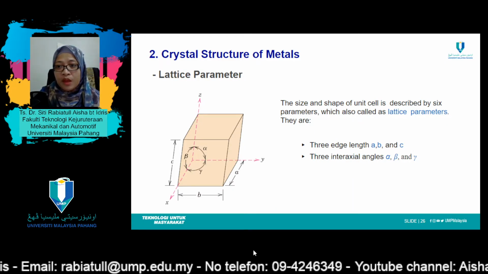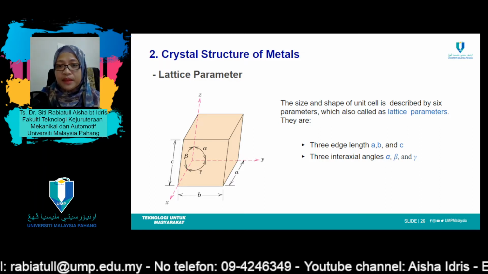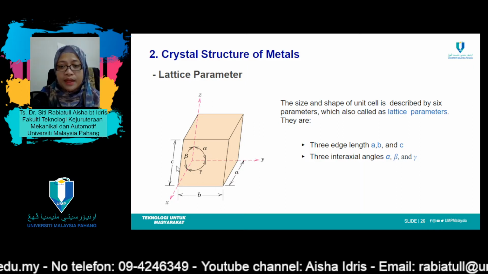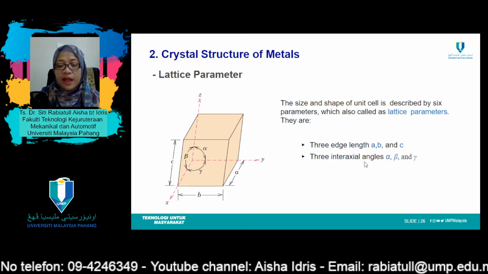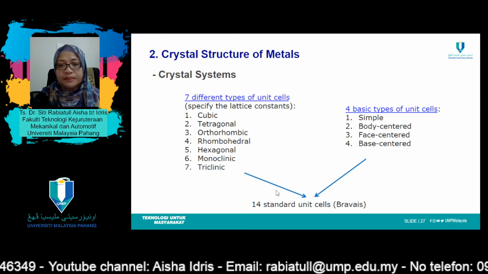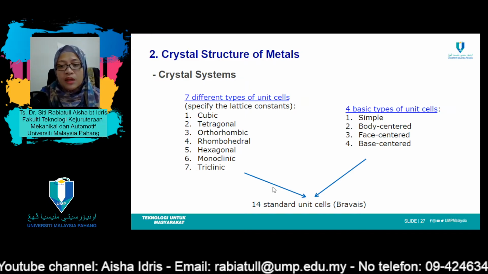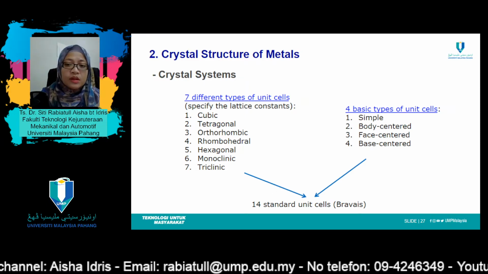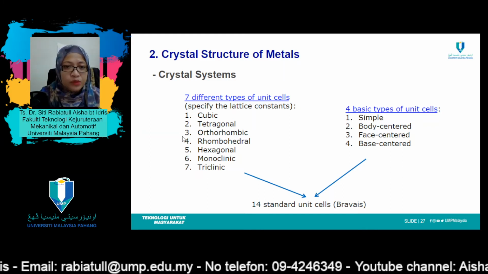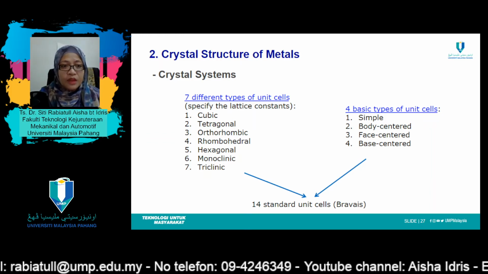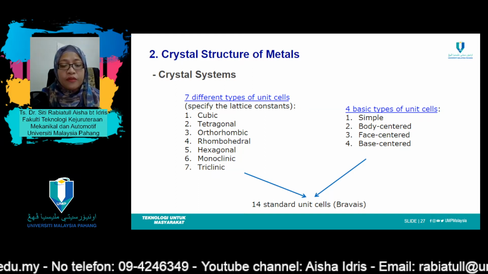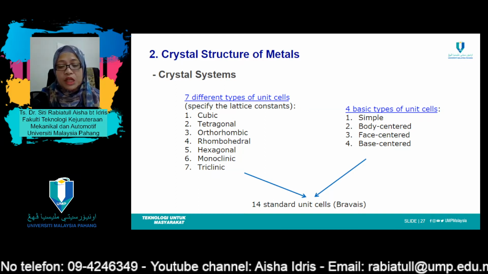And there are parameters in lattice space that we need to know, like 3 edge lengths, a, b, and c, and 3 interaction angles with the symbols of alpha, gamma, and beta. Other than that, we may also come across the term Bravais lattice in crystal system. So Bravais lattice refers to the 14 different 3D configurations into which atoms can be arranged in crystals.